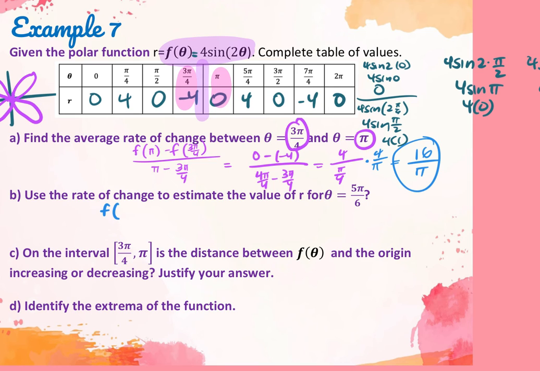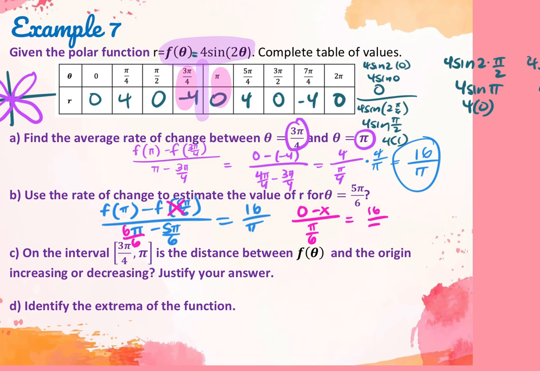So I'm going to do f of pi minus f of 5 pi over 6, over pi minus 5 pi over 6, equals my rate of change, which is 16 over pi. Now we're using it to estimate the value at 5 pi over 6, so we're going to make that our variable. We're going to say this is our x. We're not using the one from the chart. The rest of the information we're getting from the chart. So f of pi is 0, minus x, over 6 pi over 6 minus 5 pi over 6, so pi over 6, equals 16 over pi. That equals your rate of change.